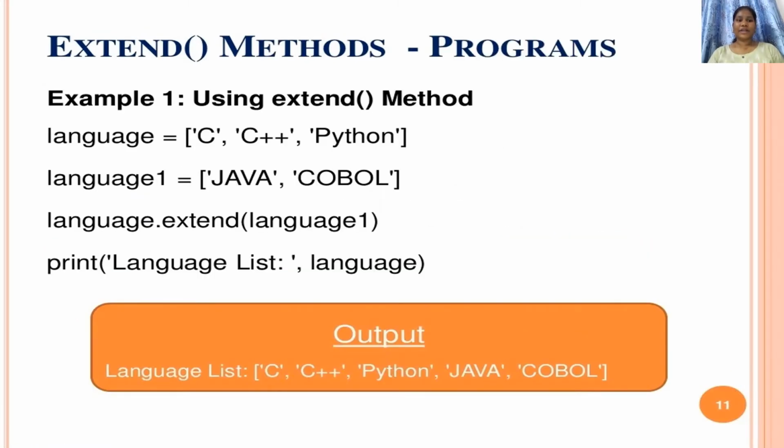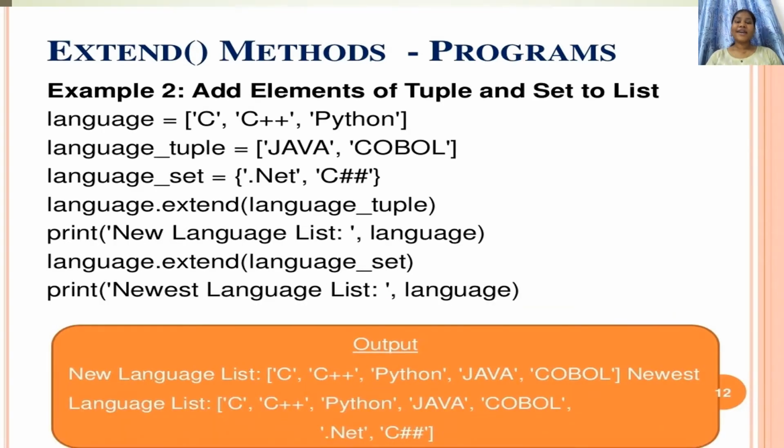Example on extend method. Here I took a list containing strings called language: C, C++, Python, and language1: Java and Cobol. Here I extended language.extend(language1). Print the language list, language. So the output would be C, C++, Python, Java and Cobol. Here you can see the second example on my screen. Please go through it.